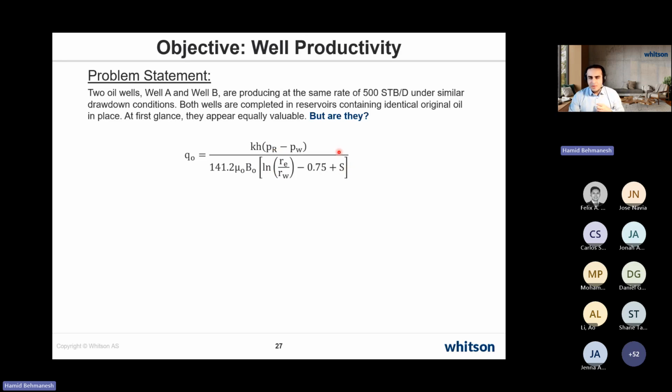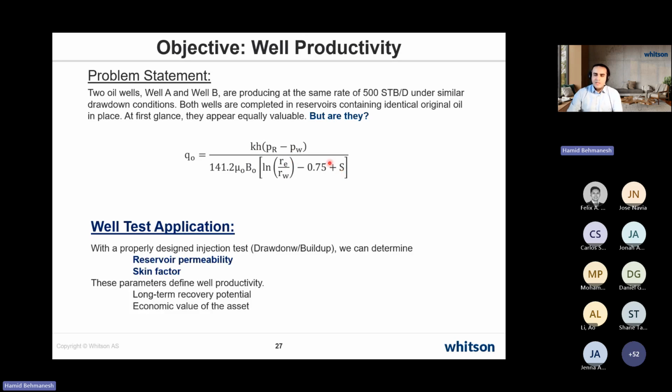So what I provided to you is that the rate is the same, and the average reservoir pressure is the same because they have the same volumetrics and the same cumulative production. re is also the same because the volumetrics are the same, but kh and the skin factor are different here, right? So as a well test application, we're going to properly design a drawdown and build-up test and determine permeability and skin factor.